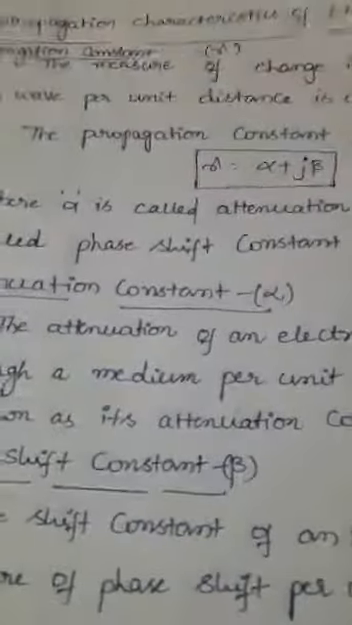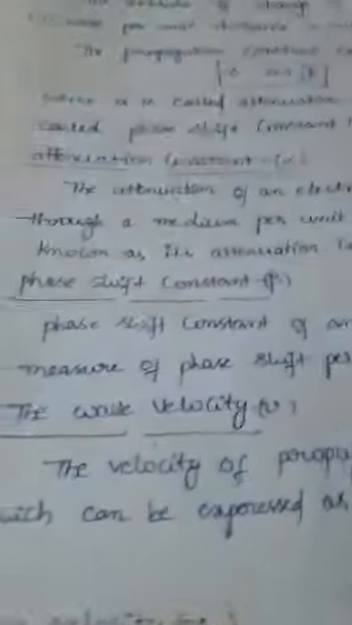Which is represented with alpha. Generally, for electromagnetic wave free space propagation and uniform plane wave, there is no decreasing of amplitude. That's why there is no significant signal loss, and the attenuation constant alpha is equal to 0. The next characteristic is phase shift constant, which is represented with beta, also taken from the propagation constant gamma is equal to alpha plus j beta.